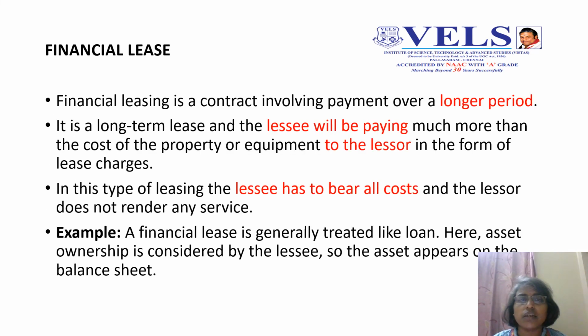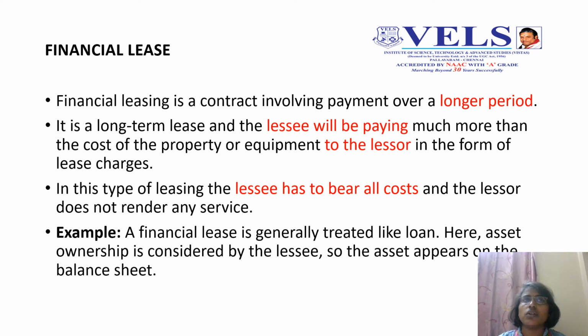First, let us check what the financial lease is. Financial leasing is a contract involving payment over a longer period. It's a long-term lease, and the lessee will be paying much more than the cost of the property or equipment to the lessor in the form of lease charges. In this type of leasing, the lessee has to bear all the costs and the lessor does not provide any services. A financial lease is generally treated like a loan. Here, asset ownership is considered by the lessee so that the asset appears on the balance sheet.